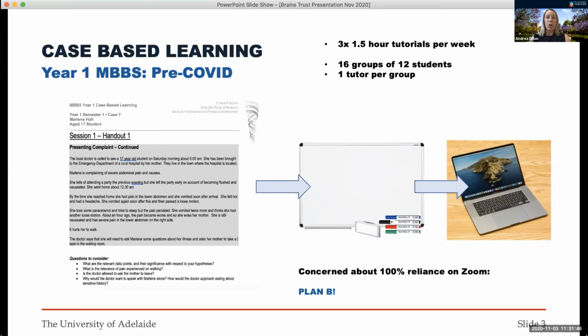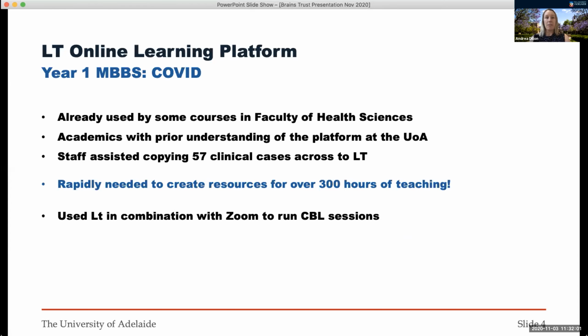When COVID came along, we knew that we could run CBL, the case-based learning, on Zoom, but we were really worried, particularly about the students that didn't have reliable internet access, as to what would happen, because we didn't want them to lose 4.5 hours of teaching each week. And that is where LT came into play for us.